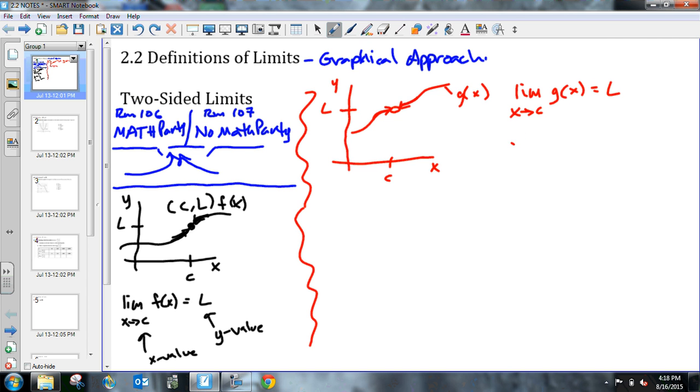So if I were to ask, well, what's g of c? What's the function evaluated at c? There is no point at c, so this does not exist. There is no point, and so if I plug c into my function, I'm not going to get L.